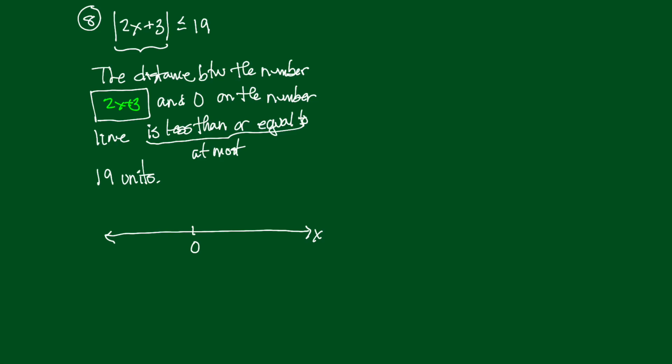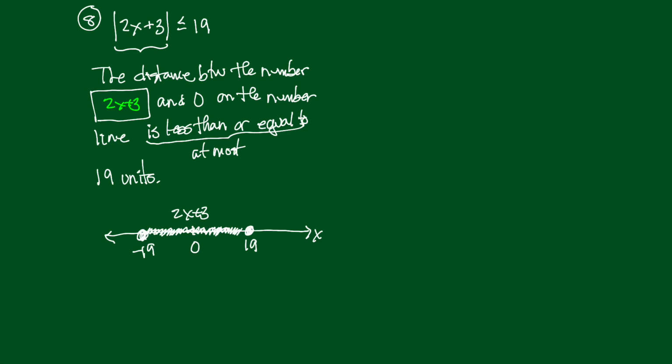So if I come out to the right, now it's less than or equal to, so I could come out and include 19. Now it's less than or equal to that, so it could be anywhere in here. Now if I went out to the left, I'd be over at -19, and it includes that. So if you put that 2x plus 3 anywhere in here, it will be less than or equal to 19 units from 0.